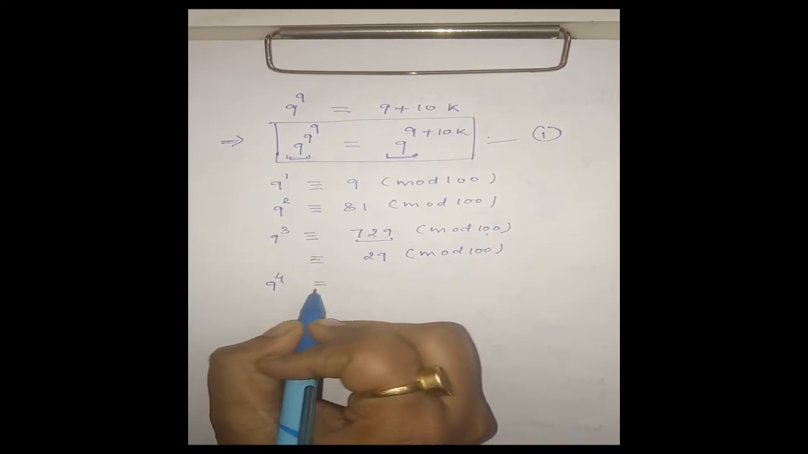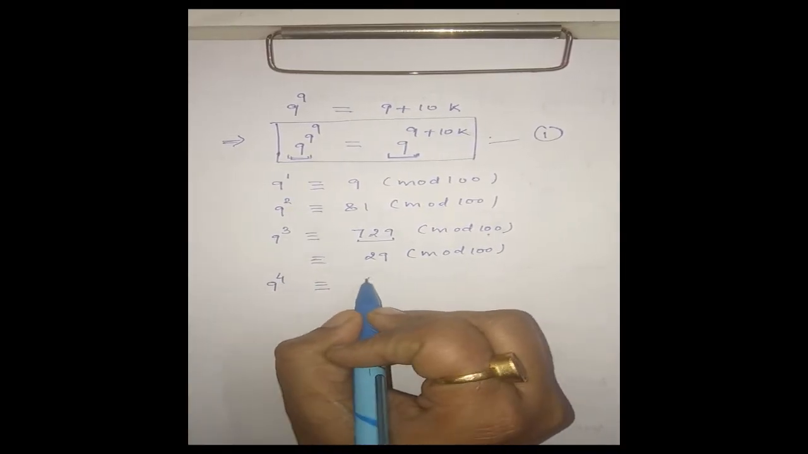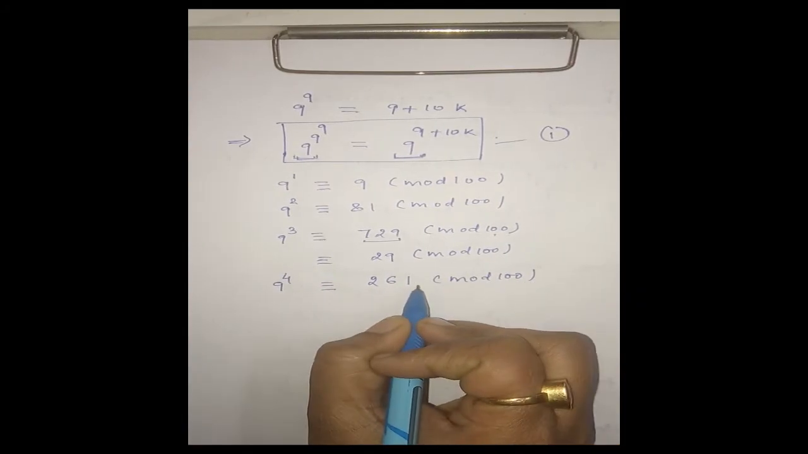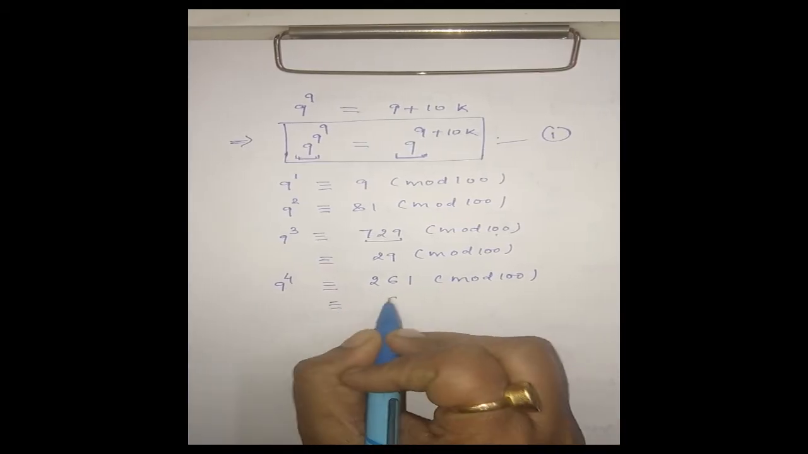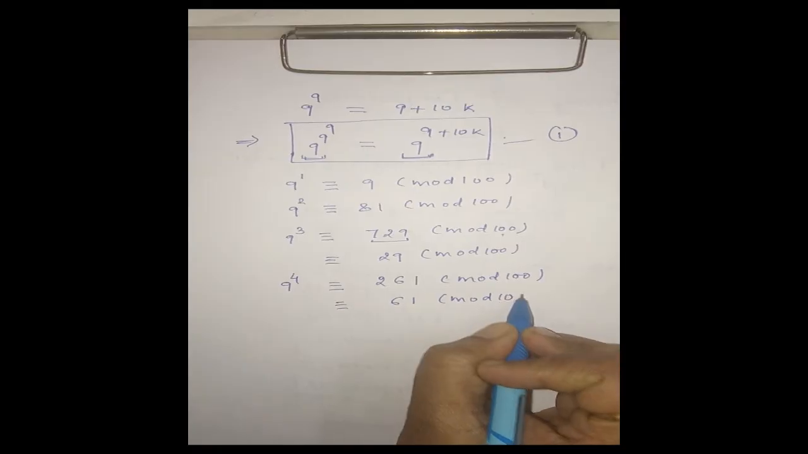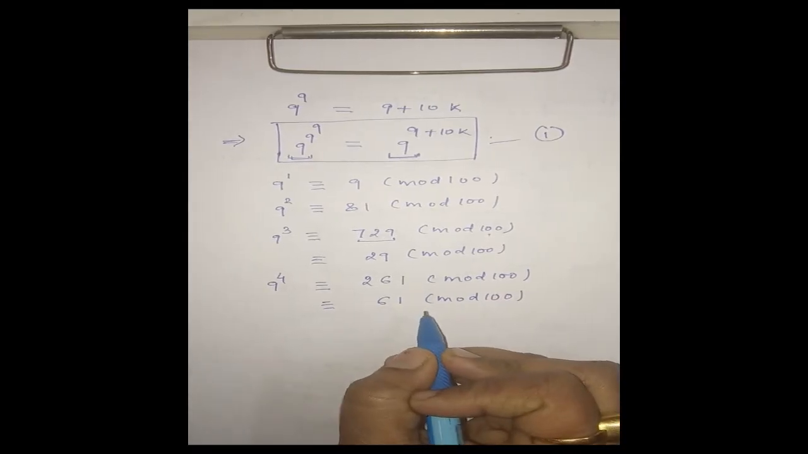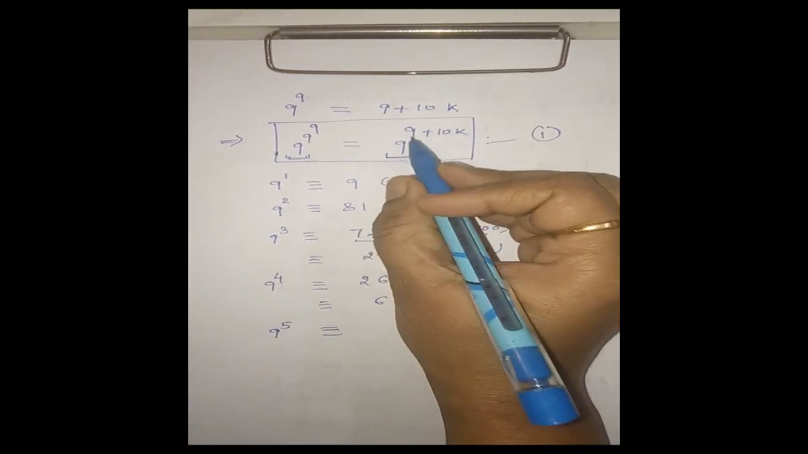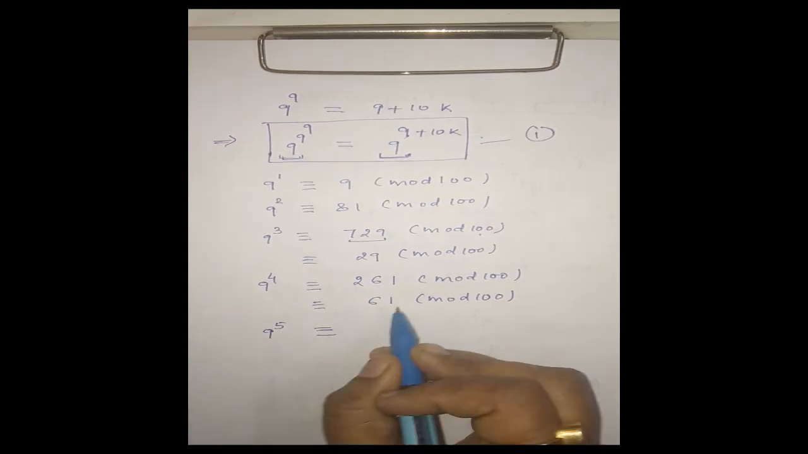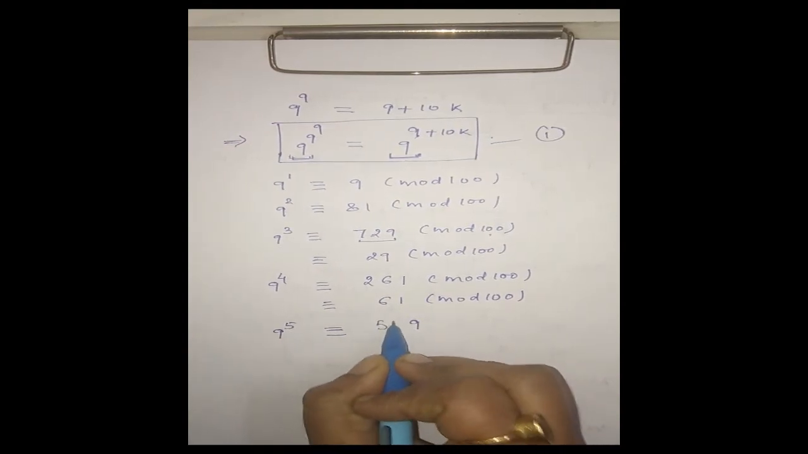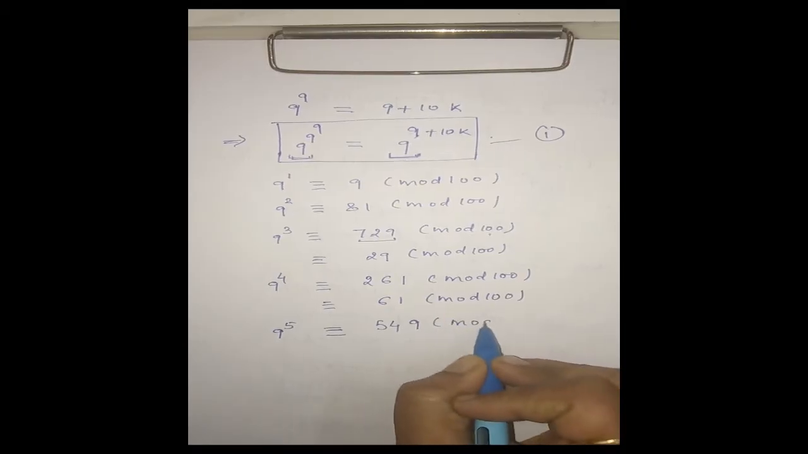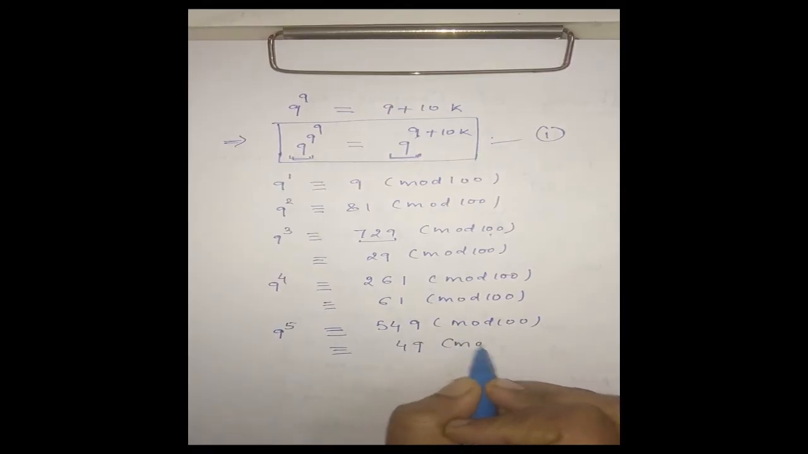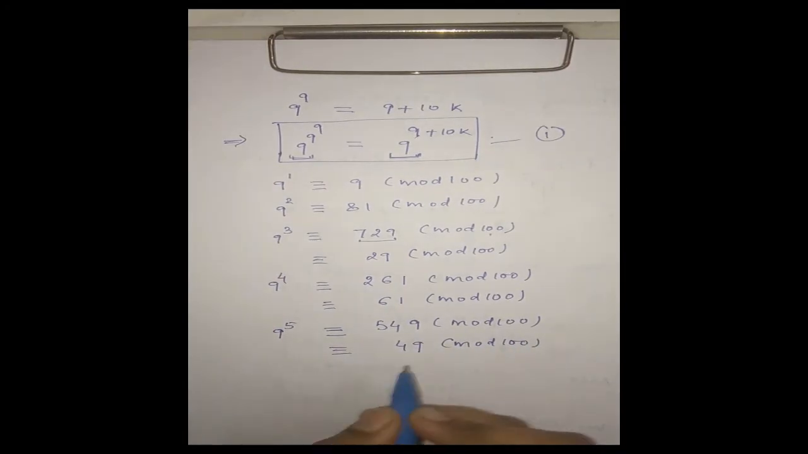Same way 9 power 4. Now multiplying by 9 here, this is 261 modulo 100. And on dividing 261 by 100, we get the remainder as 61. That means 9 power 4 is congruent to 61 modulo 100. Now 9 power 5. We want to reach 9 power 9 here. Okay. Now 9 power 5, 9 times 61 is 549 modulo 100. And on dividing this number by 100, we get 49 as the remainder. Therefore, the congruence becomes like this.